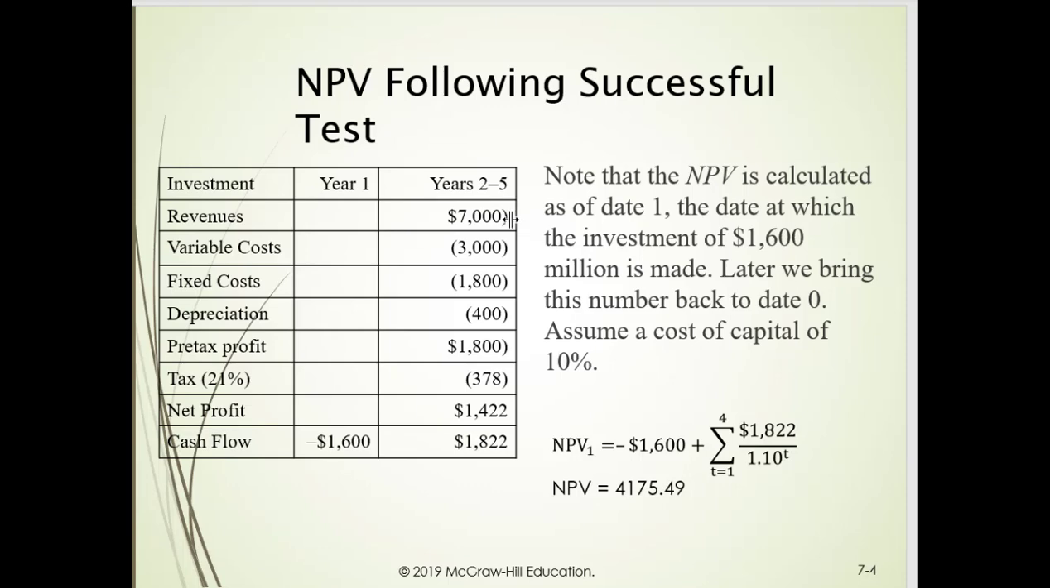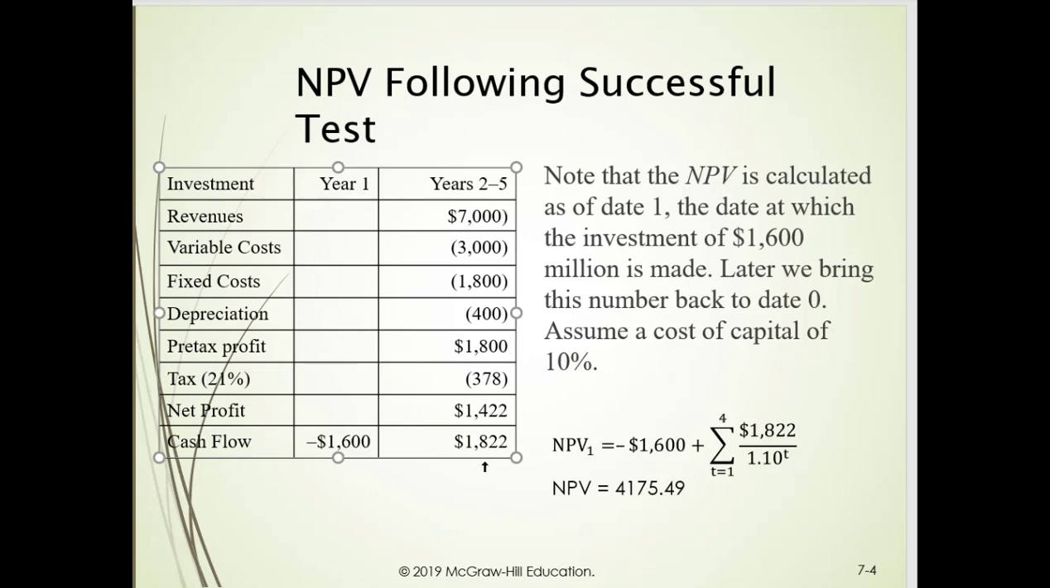The revenues we expect about, let's use 7,000, 3,000 in variable costs, 1,800 in fixed, 400 in depreciation. That gives us a pre-tax profit of 1,800. There shouldn't be a percentage there. $378 is the tax, so we have a net profit of $1,422. And when you add the $1,422 to depreciation, here's our cash flow. This is for years 2 through 5.